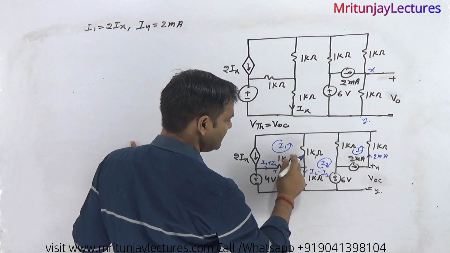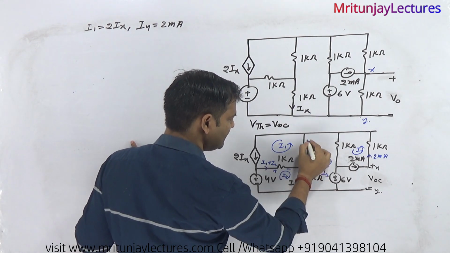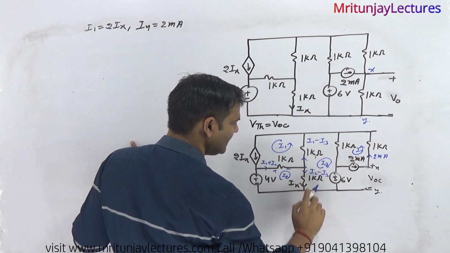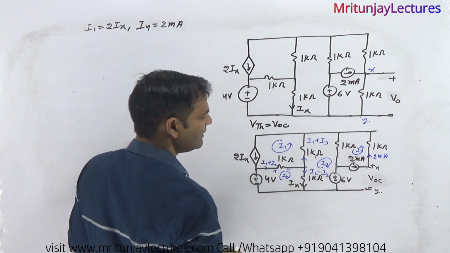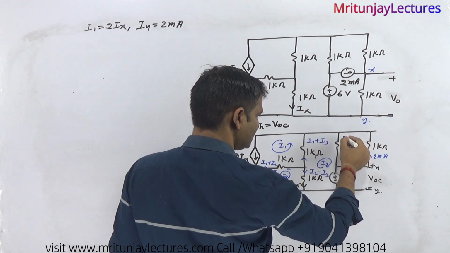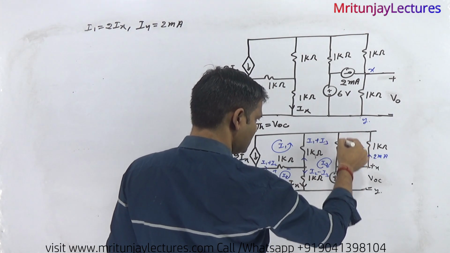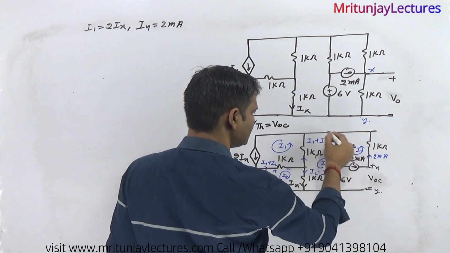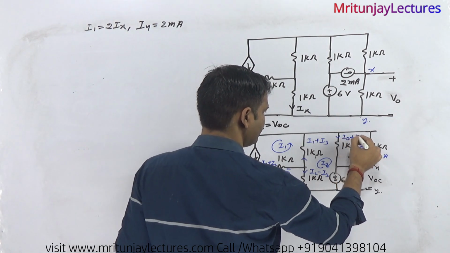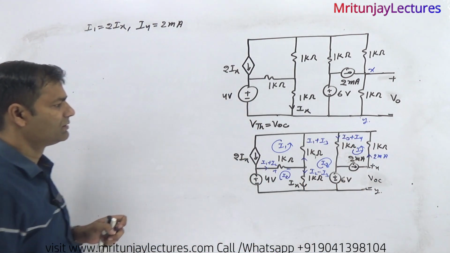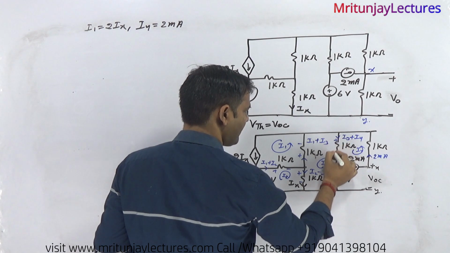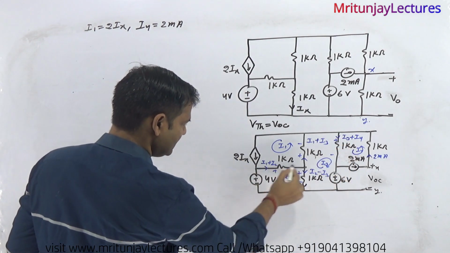What about the branch current here? I1 direction is upward and I3 direction is also upward, so I1 plus I3. Now I4 direction is downward like this one, and I3 direction is also downward, so here I3 plus I4. Clear or not? So assign plus minus polarity here. After that apply KVL in this loop, minus to plus.